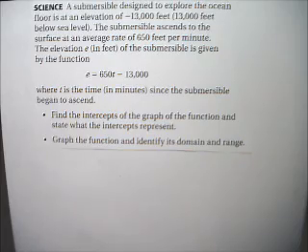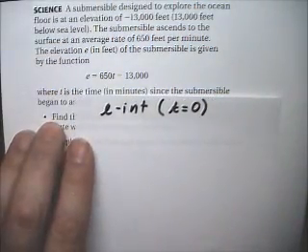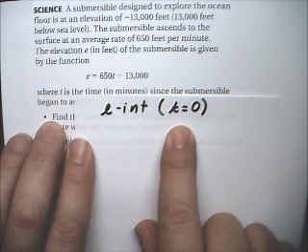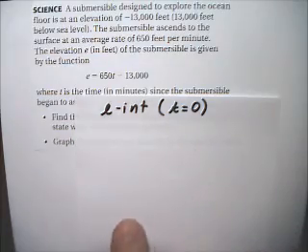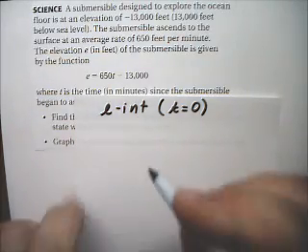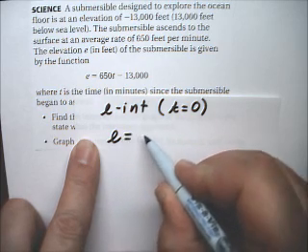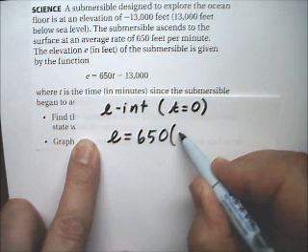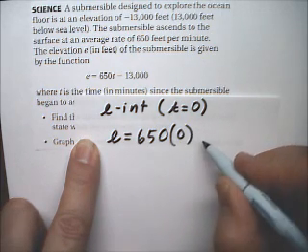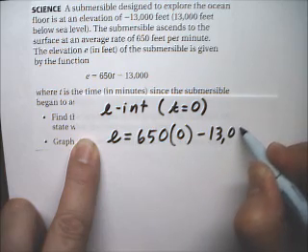So the e-intercept is going to be when the time is 0. So the e-intercept is when the time is equal to 0. So let's figure that out. We're going to have e is equal to 650 times 0 minus 13,000.